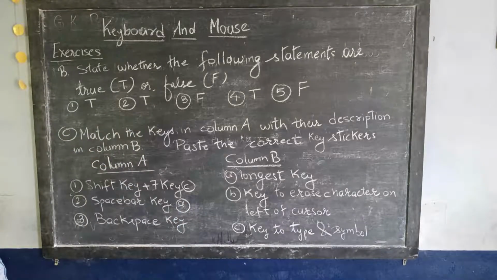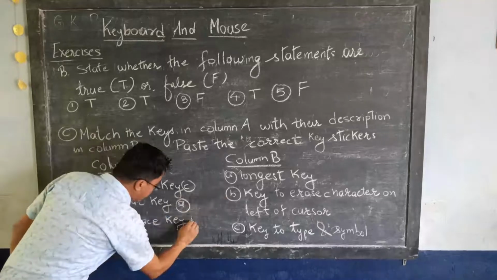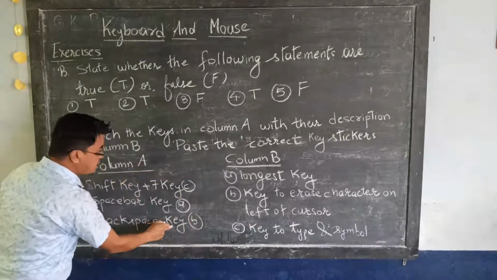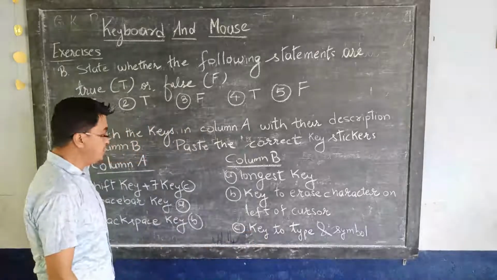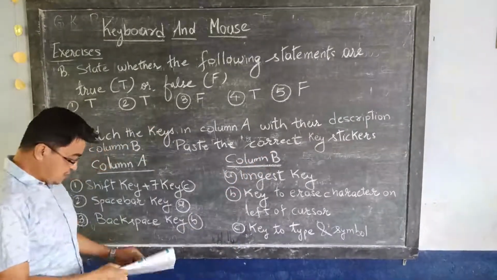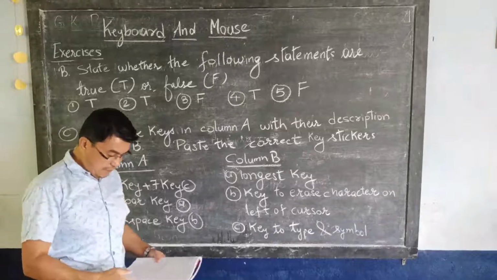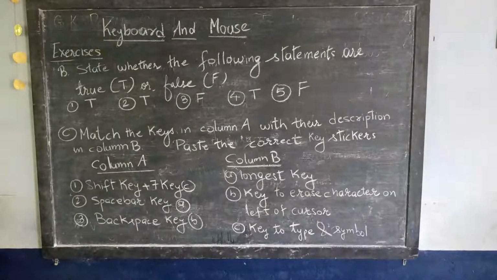Now 3, backspace key. A and C are taken, what is left here? B. Backspace key, keys to erase characters on the left of the cursor. And you have to paste the correct key stickers on page number 55. If you look at page number 55, it is written there and shown also.